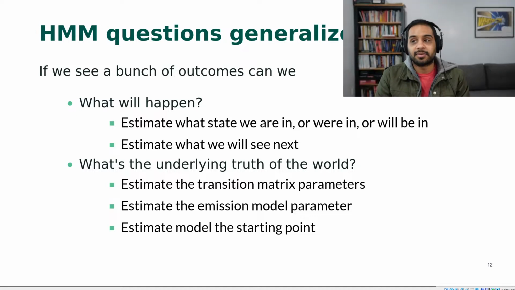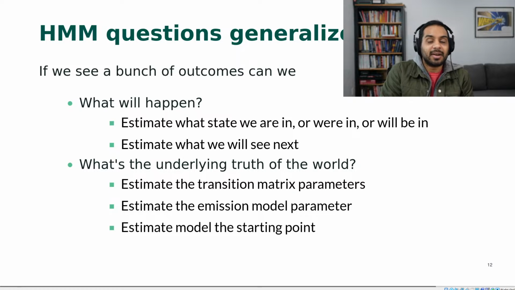So we could estimate the transition matrix parameters. This is the probability of how the dealer is switching the dice in and out. We can estimate model emissions, which is the probability of the dishonest dice showing a particular face value. We can estimate the starting point, which is: if we see an observation here, where did it come from?